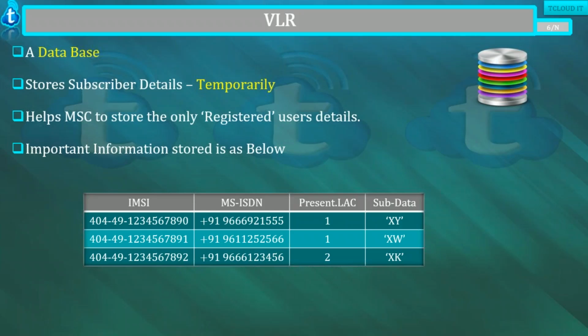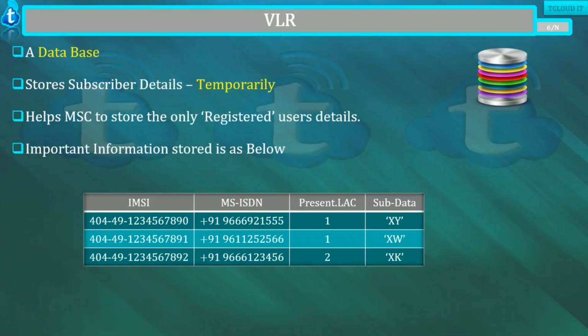Now, if you know which location area a user is right now under, it becomes easy for the MSC to send incoming call related details to that mobile only in that location area, instead of sending the information to all the 50 location areas. You can send the information to the user in a small smart area. It is a smart lookup instead of searching everywhere when the mobile is getting an incoming call.